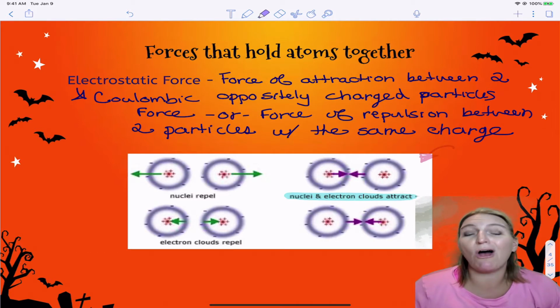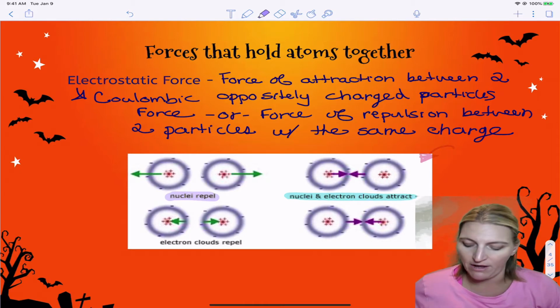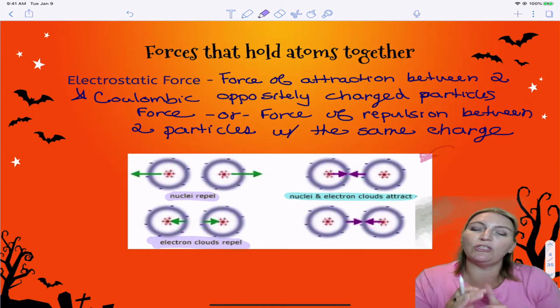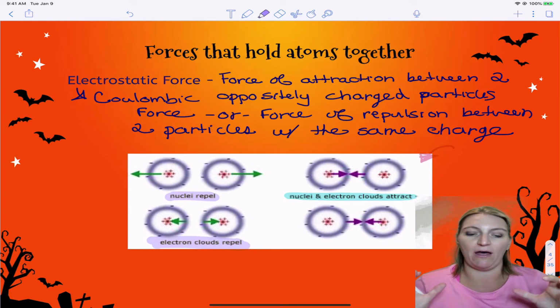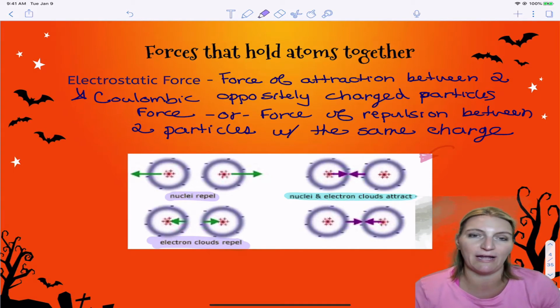The Coulombic force also applies with repulsion, that particles with the same charge are going to repel each other. In the upper left-hand corner, you can see if two atoms are close to each other, the nuclei, which are both positive, would repel each other, and also the electron clouds of those two nuclei would repel each other. This is one of the reasons why it's really hard to just push two atoms super close to each other and actually get them to come together, because first you would need to overcome the repulsion between the electron clouds and then eventually the nuclei.